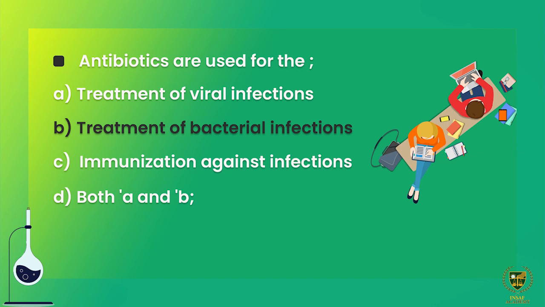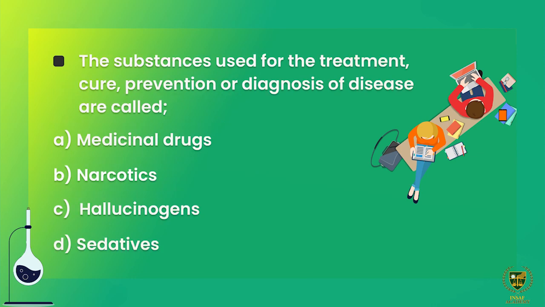Here we have another question. The substances used for the treatment, cure, prevention or diagnosis of disease are called. So what are the substances that are used for treatment, cure, prevention or diagnosis of any disease? So these very substances or these chemicals are called.